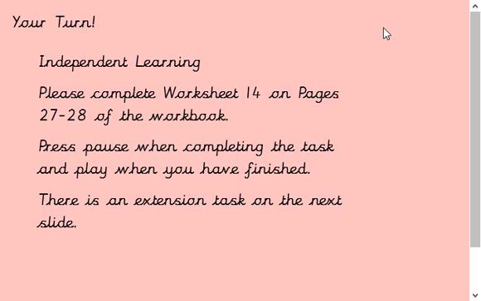Okay, what we'd like you to look at now is your workbook. It's time for the independent learning task. In your workbook this morning, you need to look at worksheet 14 on pages 27 and 28 of the workbook. Press pause when you're completing the task and play when you've finished. There will be an extension task on the next slide. Press pause now.